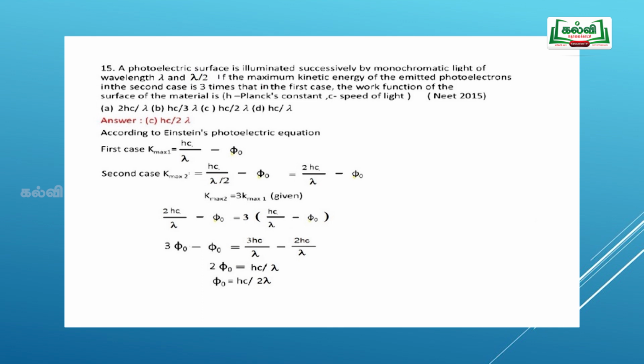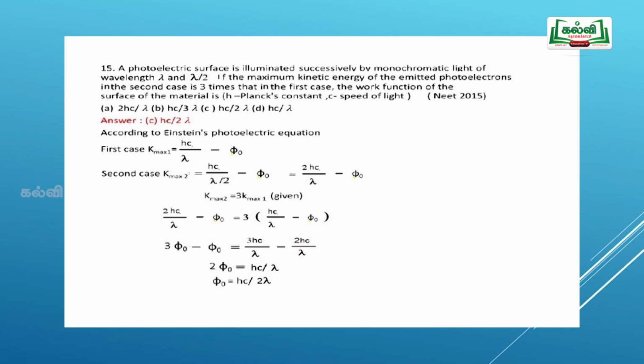Now here what is the data given? The photoelectric surface is illuminated by light of wavelength lambda and lambda by 2 successively. First by lambda and then by lambda by 2. Here the kinetic energy of the second case is 3 times the kinetic energy of the first case. So first write the equation for this, and then write kinetic energy maximum of 2 is equal to 3 times kinetic energy maximum of 1. So let's go on to the problem.